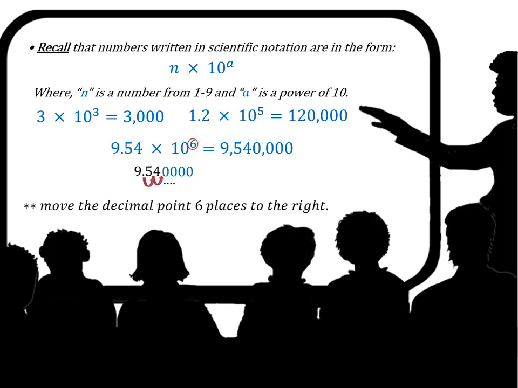9.54 times 10 to the 6th power. So we're going to move the decimal point from where it is between the 9 and the 5, move it over 1 place, 9.5 goes to 95.4, and then move it over another place. You have 954. That would bring the exponent down to 4, so that's four zeros. 9,540,000. I'm going to move the decimal point 6 places to the right.